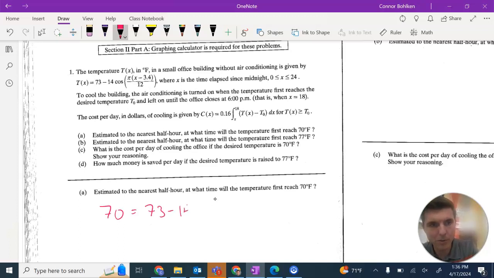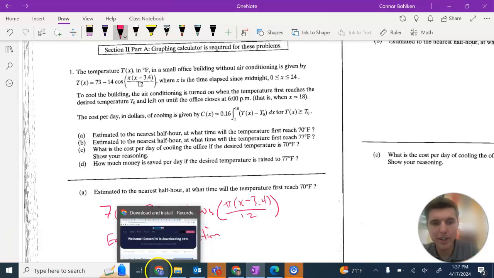So 73 minus 14 cosine of pi times (x minus 3.4) all over 12. This is the equation I'm trying to solve. I'm just going to graph both sides on Desmos. You would just graph both on your calculator and see where they intersect. Equality, in this case, is equal to intersection. So graph both of these and figure out where they intersect.